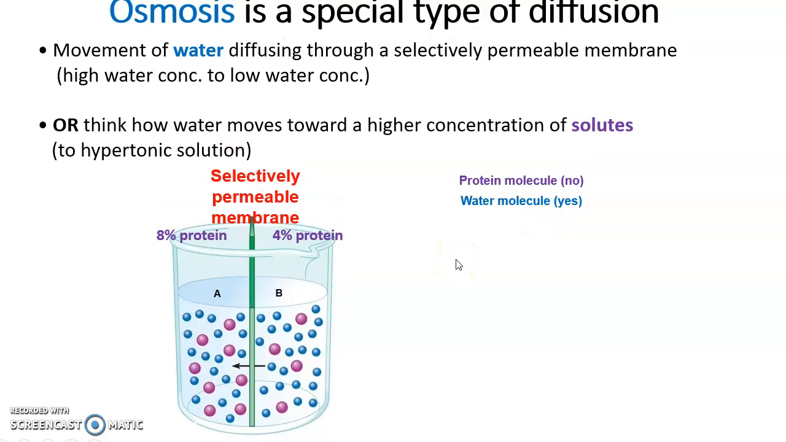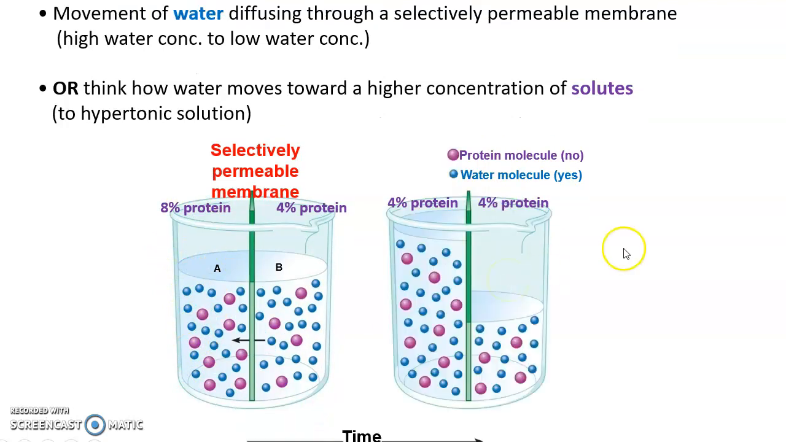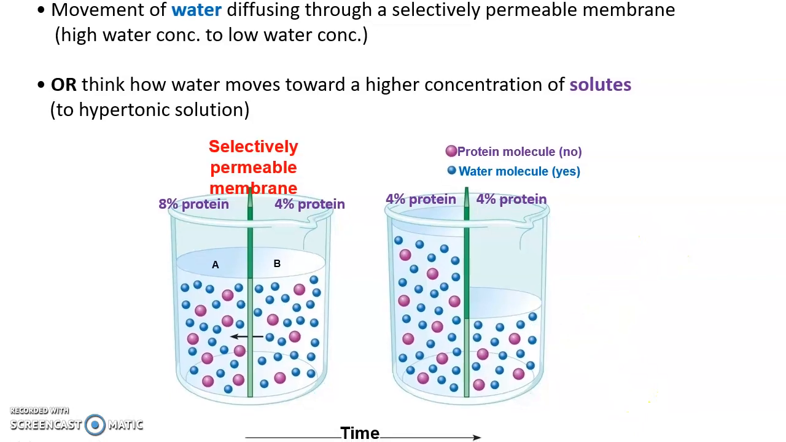You can also think of it in terms of the solutions. Water always goes to the hypertonic solution. So the solution with more solute is the hypertonic solution. Water is going to go to the hypertonic solution. And eventually, over time, if allowed, it will try to reach equilibrium.